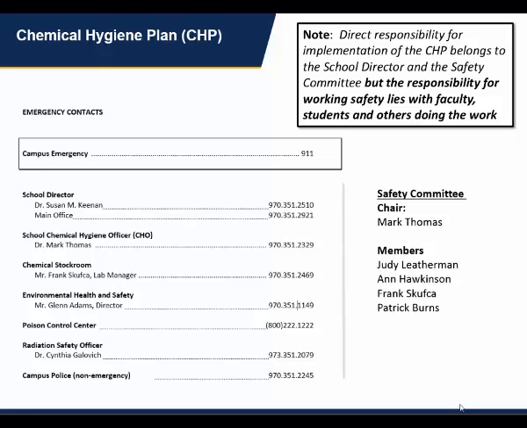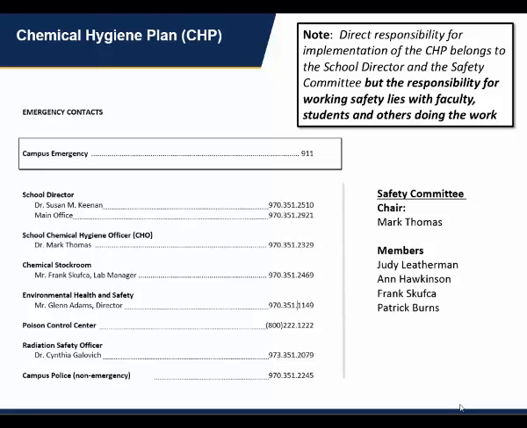What I have given you here is emergency contact information. So my information as a school director is on here, as is the campus emergency number. If you pick up any hardwired phone within the Ross Hall, you will dial 911 directly and get the campus police. If it's a non-emergency, the non-emergency number for campus police is also listed.